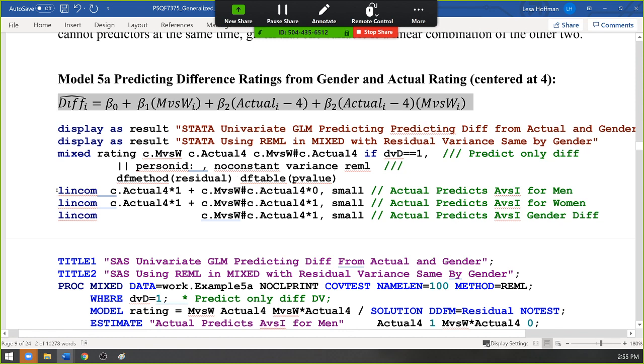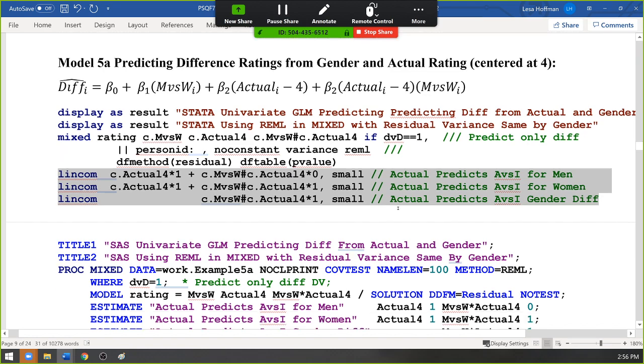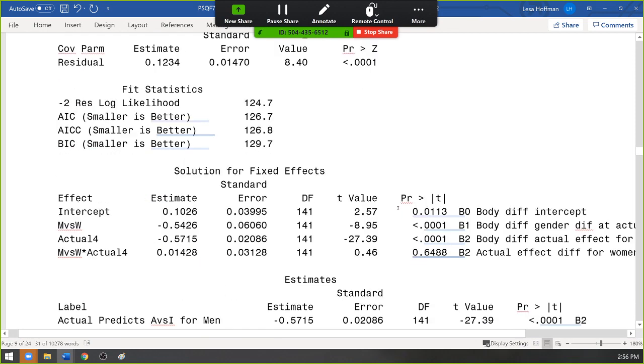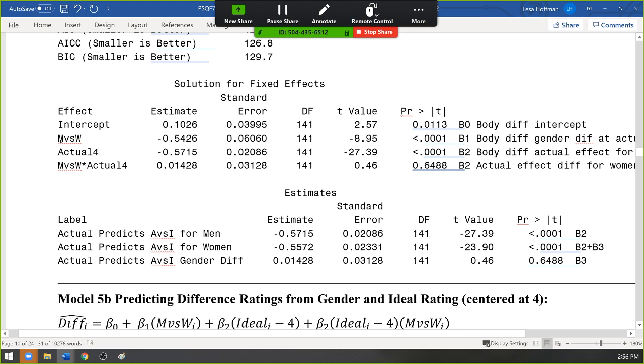So there are only 3 things really that I want to know. What is the slope for how actual predicts differences in men? What is it in women? And do those actual slopes differ? Survey says: actual does predict the difference.